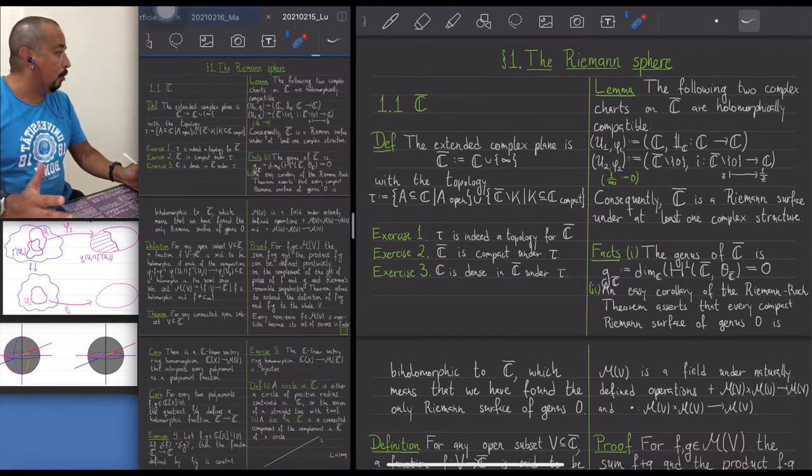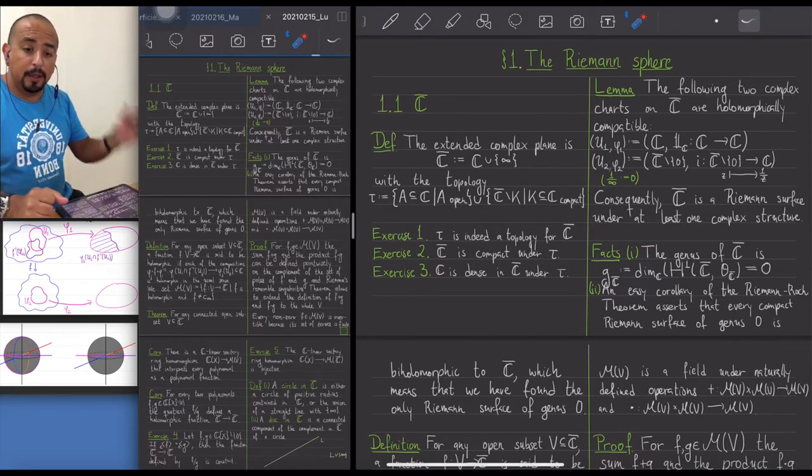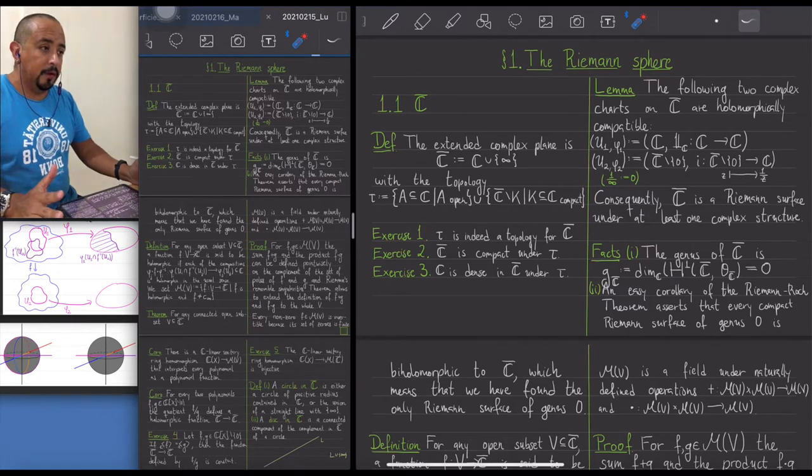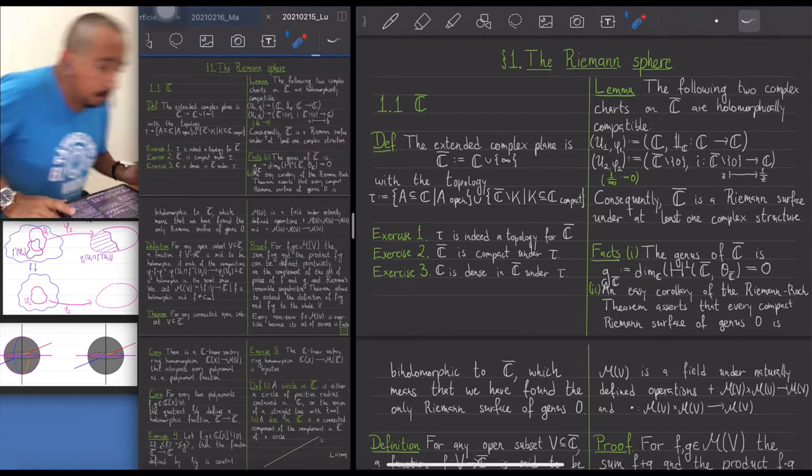Why do we give three incarnations of the Riemann sphere? Well, because as you may already expect, for one of the models there are certain statements, theorems or properties that are easier to prove or easier to state in a conceptual way than in the other models. And then we are going to try to always state or prove things for the model that is more suitable for those purposes.